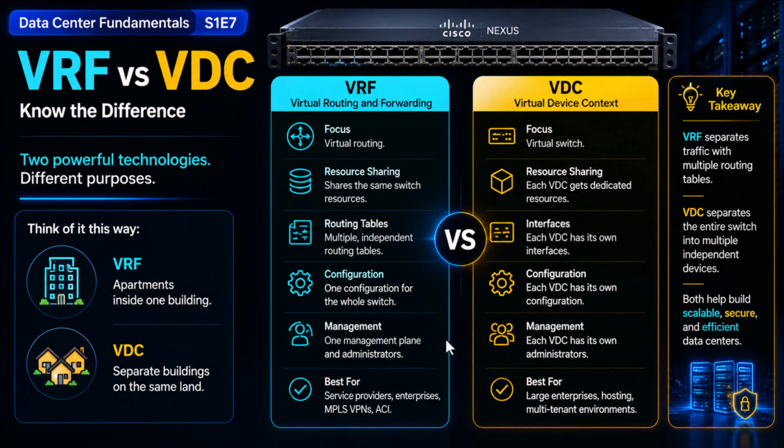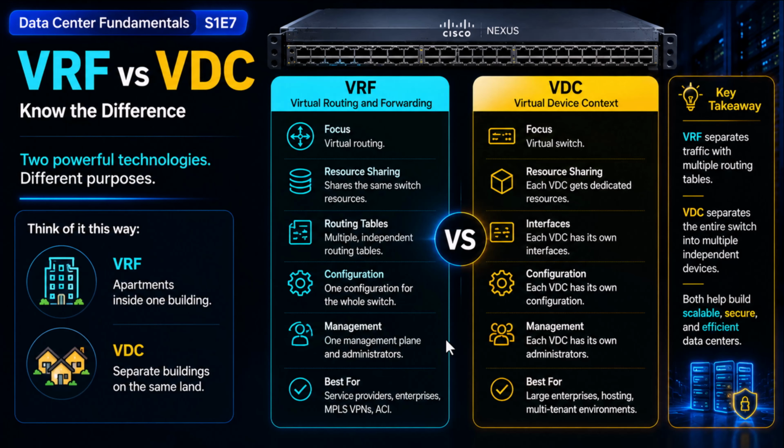VRF and VDC are both virtualization technologies, but they operate at different levels. VRF virtualizes the routing function. It creates multiple independent routing tables inside the same router or layer 3 switch. The physical device still has one main configuration and management structure. VDC, on the other hand, virtualizes the complete switch. Each VDC can have its own interfaces, configuration, VLANs, routing protocols, and administrators.